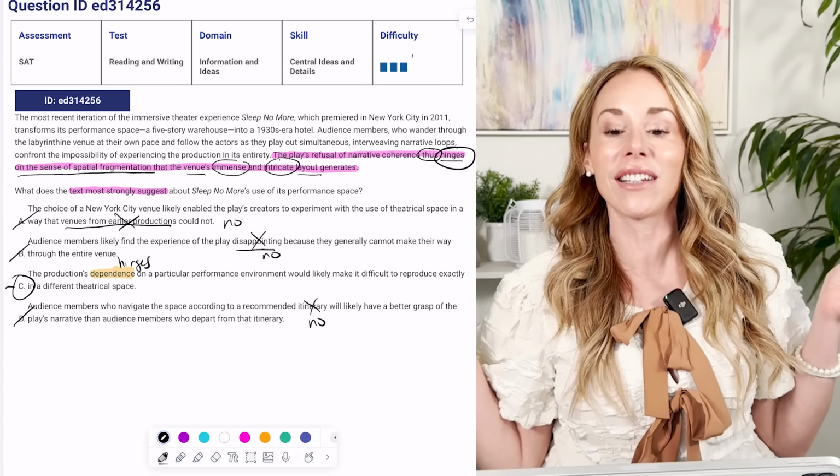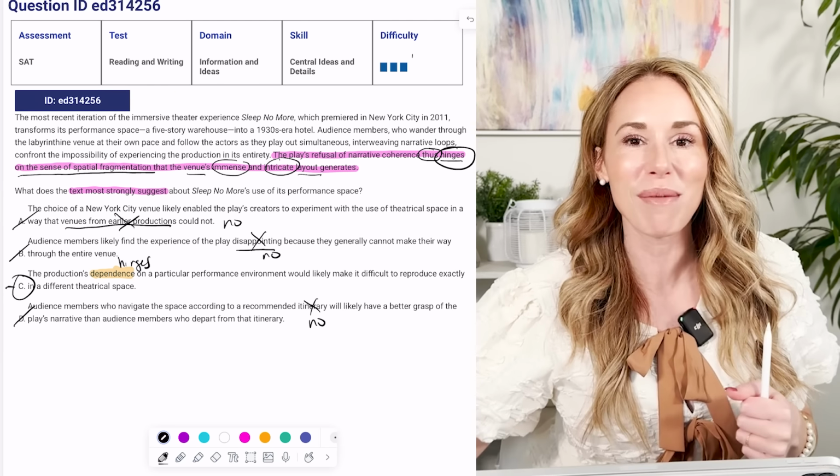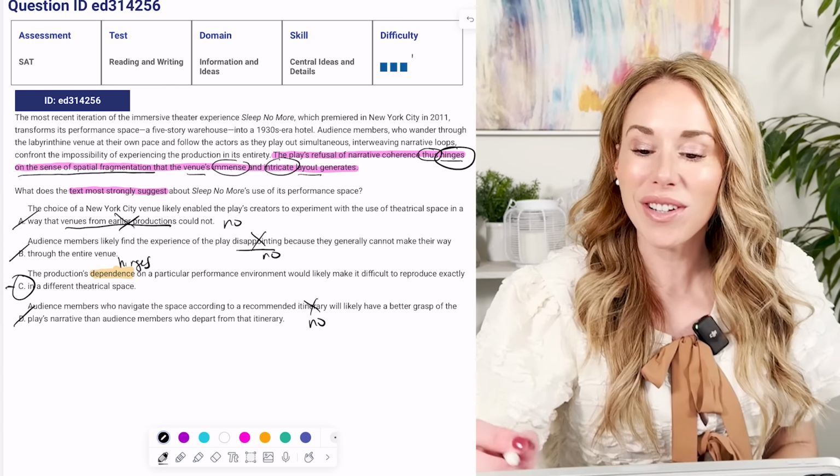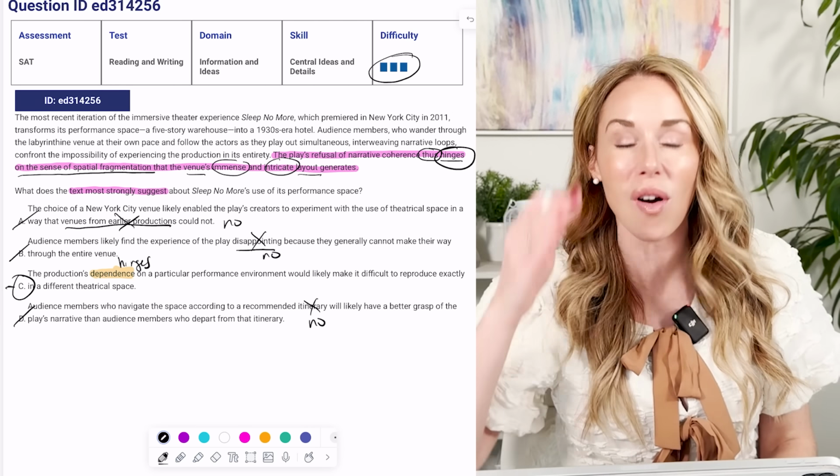If I wasn't explaining it to you guys, I could solve that thing in less than 30 seconds. That's going to bank me more time for Module 2. As you can see, the difficulty level on that is 3 bars. That means it was a hard question.